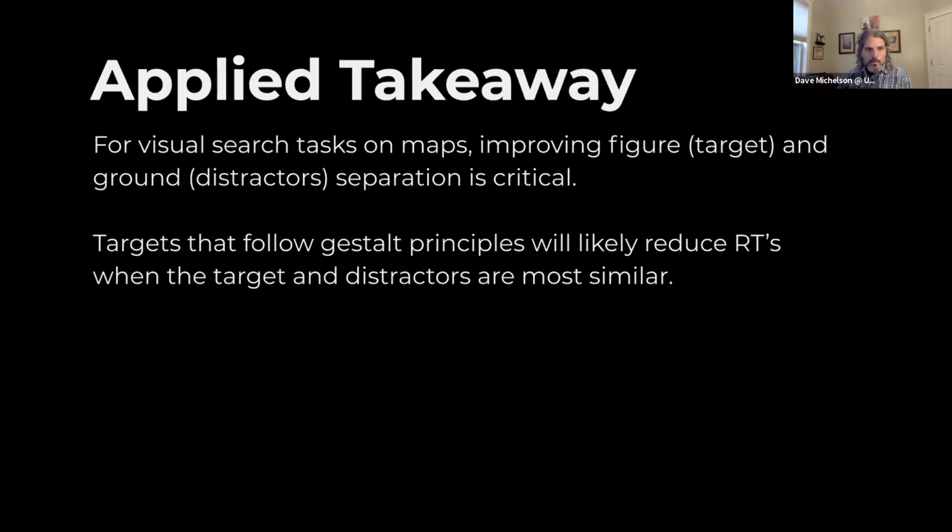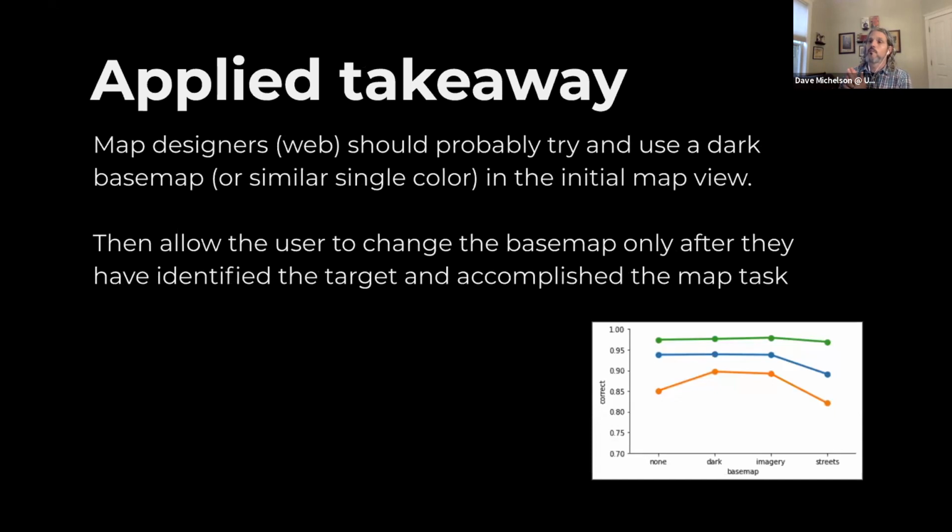One is, for visual search tasks on maps, improving the figure and ground separation is critical. To me, that's one of the first things I got from this: we have to be really careful with that. It's still hard to do because sometimes we just don't have control over that. Another thing to know is that if we do have a little bit of control over it, targets that follow Gestalt principles will likely reduce reaction times when the target and distractors are most similar. That's a good finding to have, but still, we don't always have control. So there is one thing that mappers almost always have control over, and this is the base map.